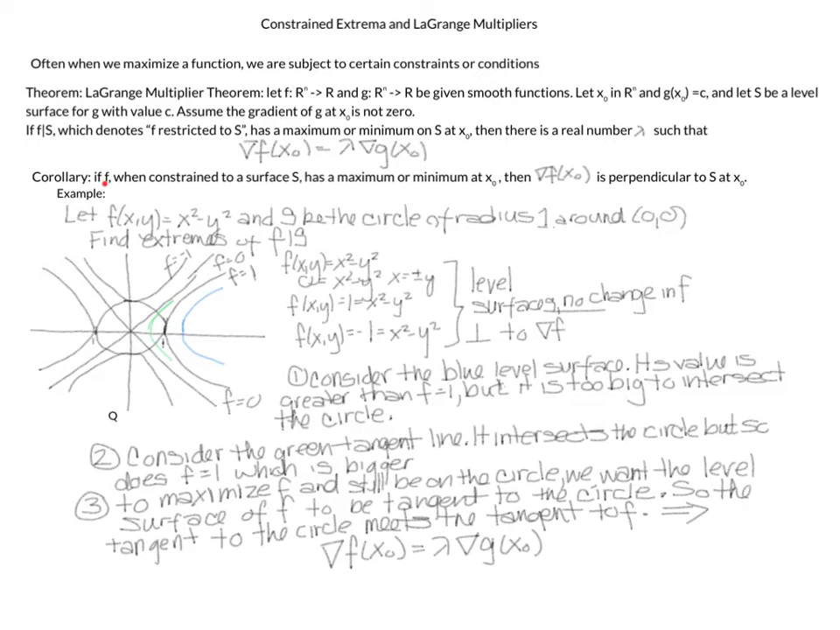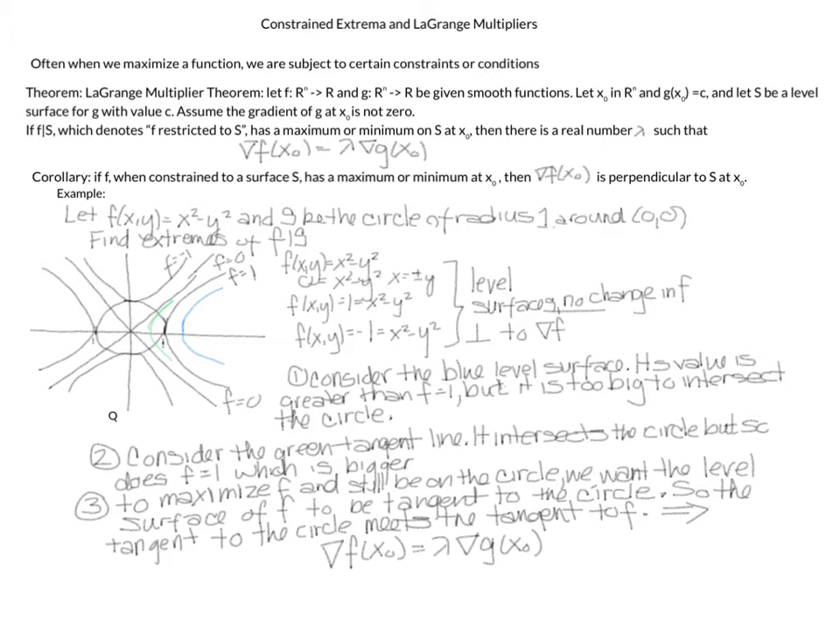And we also have this corollary. If f, when constrained to a surface S, has a max or min at x naught, then the gradient of f at x naught is perpendicular to S at x naught. You can imagine if you're at some peak or top of the hill, or the trough, and you have this level surface at the top of the hill, then your gradient is going to be perpendicular. Among other things, it's going to be perpendicular to any level surface. But anyway, we'll continue.